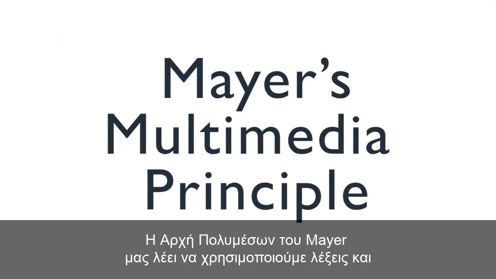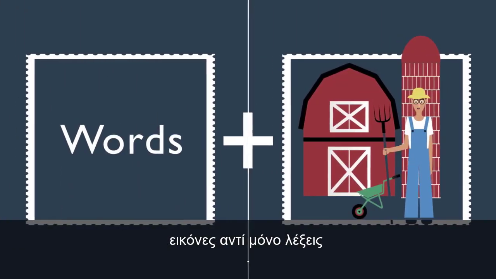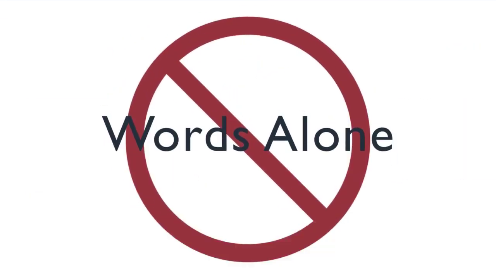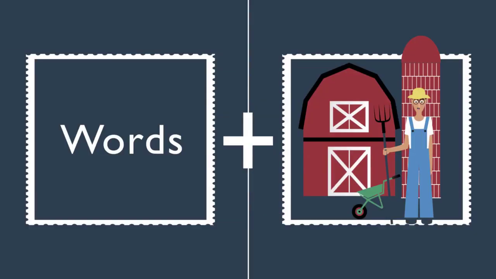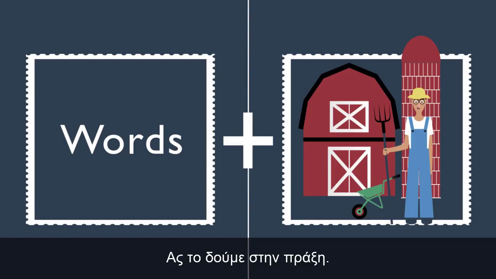Mayer's Multimedia Principle tells us to use words and pictures instead of just words alone. This is a foundational principle for all good e-learning design. Let's look at it in action.